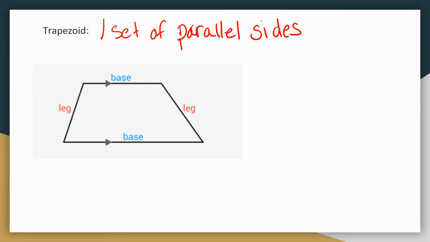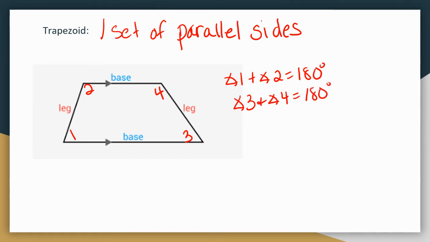And the big idea with trapezoids is that your left side angles, so like angles 1 and 2, will add up to 180 degrees. The right side, if I label them angles 3 and 4, will also add up to 180 degrees. So as far as just a plain old trapezoid goes, that's really the only property that we need to know about. Your left side angles will add up to 180 degrees, and your right side angles will add up to 180 degrees.